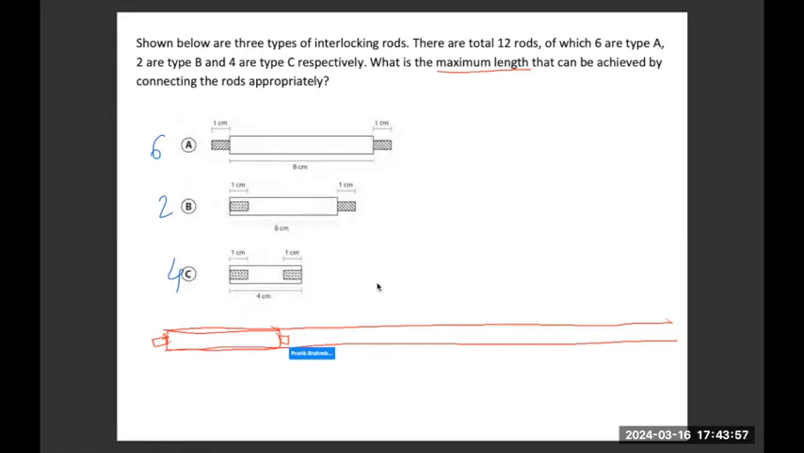Rod A does not have a connector. B has one connector, but the number is less. So we'll start with the rod which has the maximum connectors. Because in A there are 2 beads which are coming out, I'll use C with 2 connectors. So I'll use C first. This is A, this is C. Again, A, C.